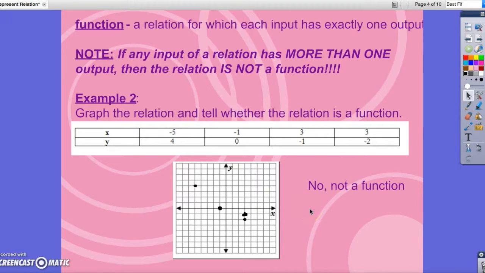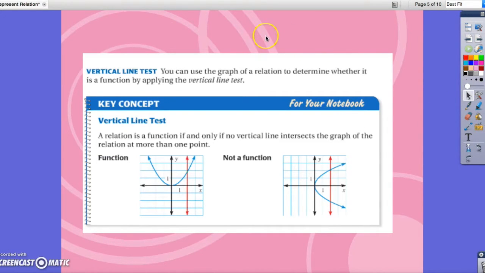So what if I don't give you the ordered pairs? We're going to take a look on the next slide at another way to tell whether or not something is a function by the graph. Can you find all the points, write them out, and check if x's repeat? Yeah, but there's a shortcut to doing that without all that extra work. It's called the vertical line test. We use the graph of a relation to determine whether it is a function by applying the vertical line test.